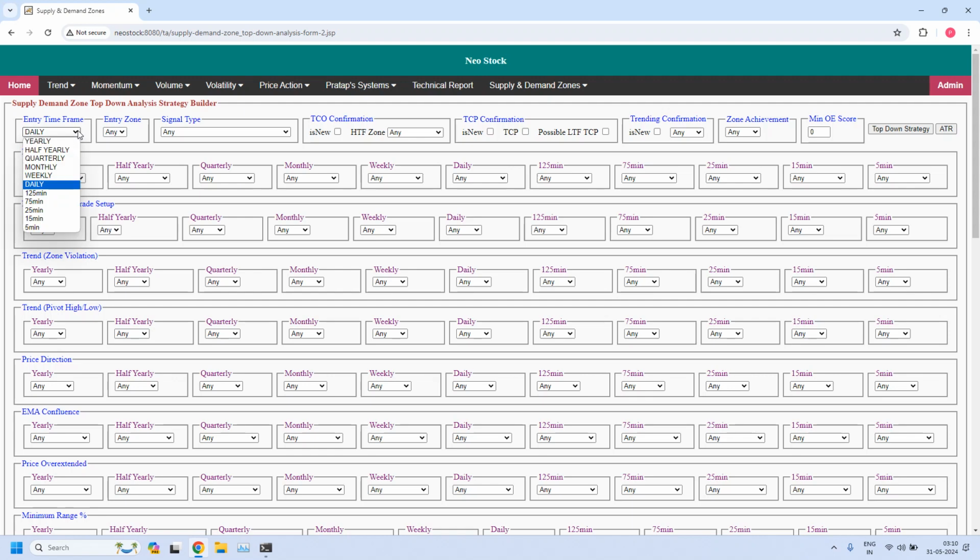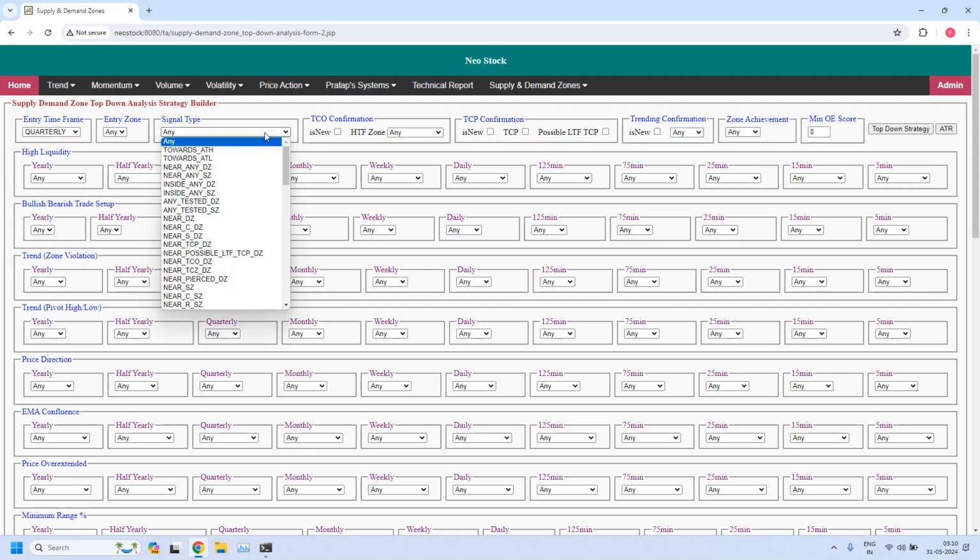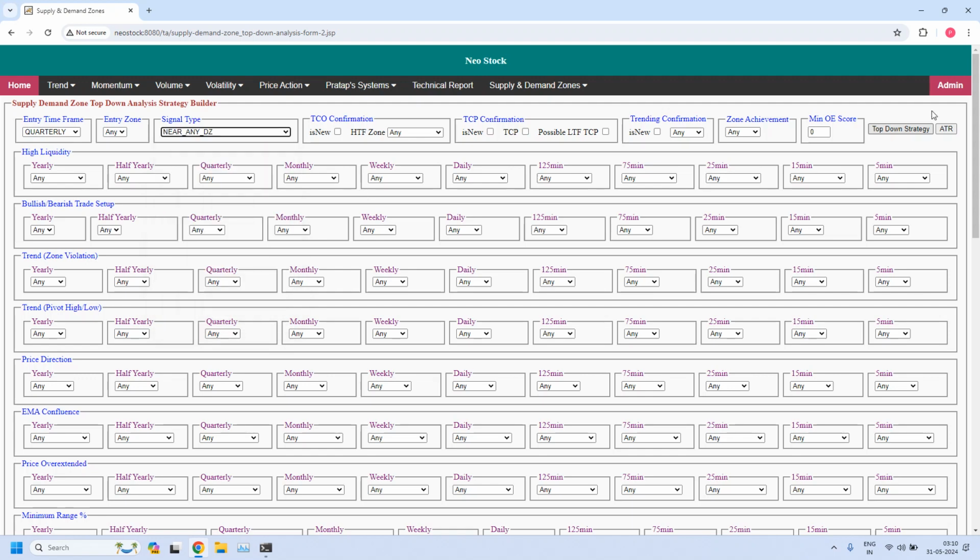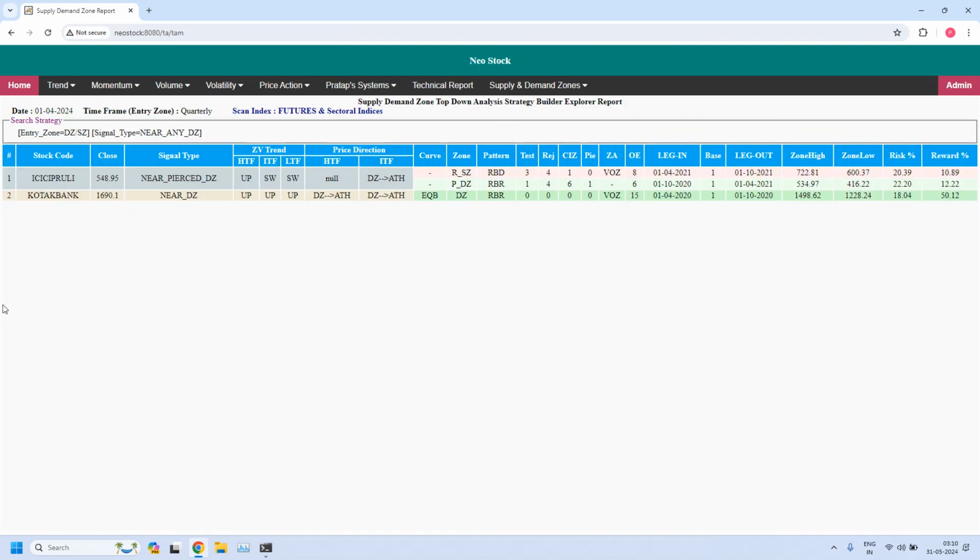Okay, for generating the reports, let's start with quarterly time frame, and let us find the stocks near quarterly demand zone. These two stocks are filtered. I'll be giving you only few seconds time to watch this report. You just need to pause the video and you can go through these reports. After that, you can proceed.